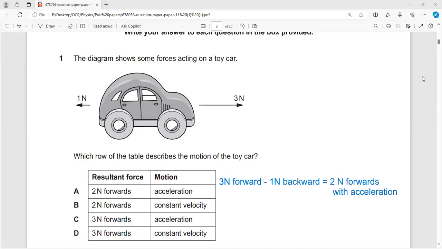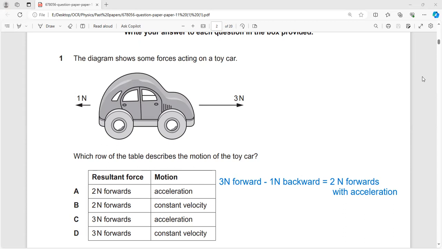The diagram shows some forces acting on a toy car. So the force backward in direction is 1 Newton, while the force forward in direction is 3 Newton. Usually we can say the force forward in direction is the engine force, while the force backward in direction is the air resistance or the land resistance.